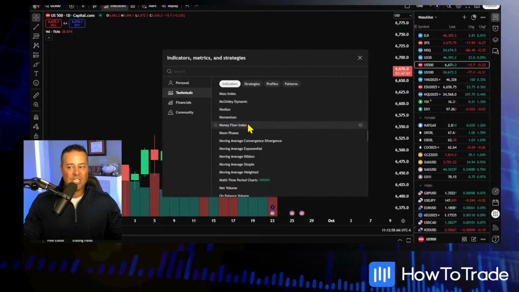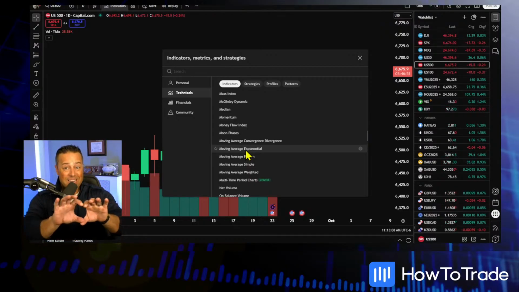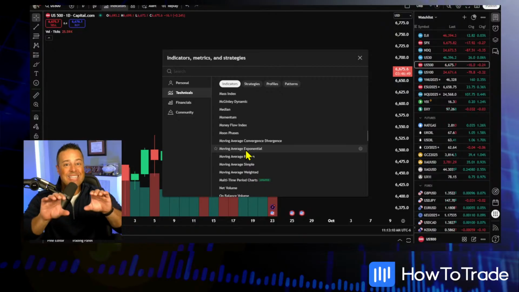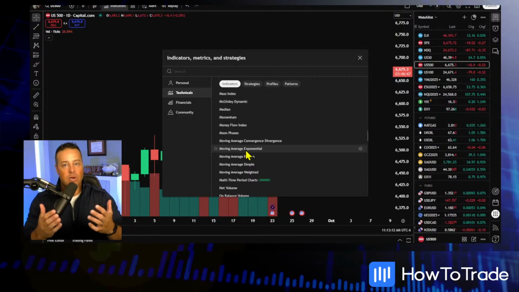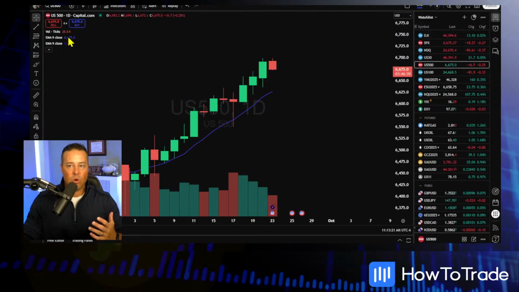Now, we're looking for exponential moving averages. Very important that we go to exponential. Why? Because an exponential weights the most recent price action. That means as a moving average, it is more indicative, it's more representative of what is happening in the market now. It keeps us current. I favor exponential moving averages over simple moving averages. If you like simple, that's fine. I really recommend using the EMAs, though, on this 9 20 EMA strategy.